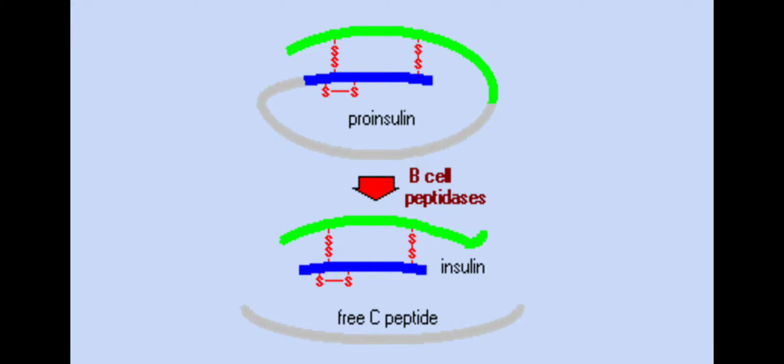Here you can see the proinsulin has the gray stretch, which is actually the C peptide, and after maturation the C peptide has been removed. So we have the insulin which has the two chains A and B which are bonded with the disulfide bonds.